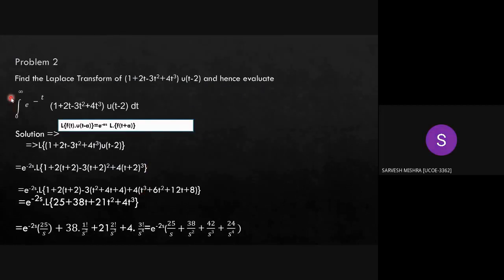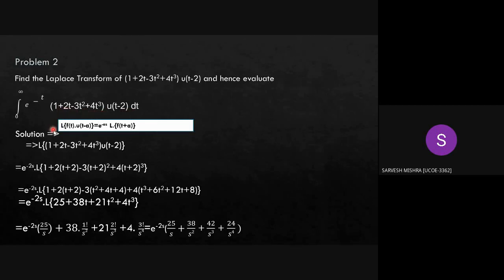My name is Sarvesh Mishra, and today we will see one more problem based on Heaviside unit step function. As you can see, the problem is: find the Laplace transform of (1 plus 2t minus 3t square plus 4t cube) into unit step function of t minus 2, and hence evaluate the integration from 0 to infinity of e raised to minus t into (1 plus 2t minus 3t square plus 4t cube) into unit step function of t minus 2 dt. In this question, we will divide it into two parts. The first part will be finding the Laplace transform, and the second part will be evaluation.